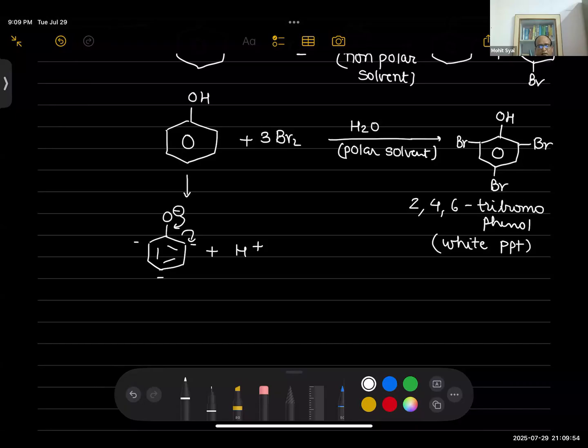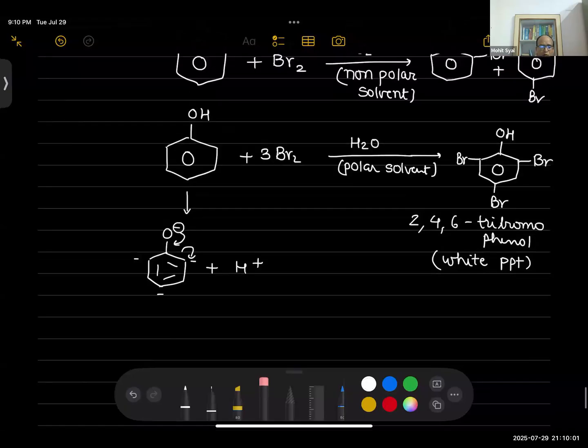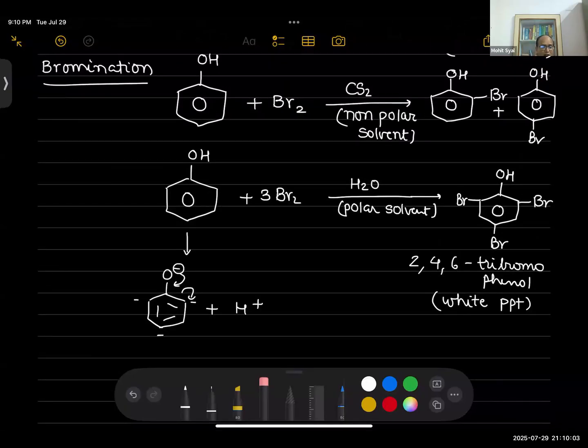Got it? It has more electron density at the ortho and para positions as compared to the neutral phenol. There you had OH and here you have O minus. So more negative charge means more reactive. Is it clear to all of you? Ibrahim, Jasleen, Marwa, tell me quickly.